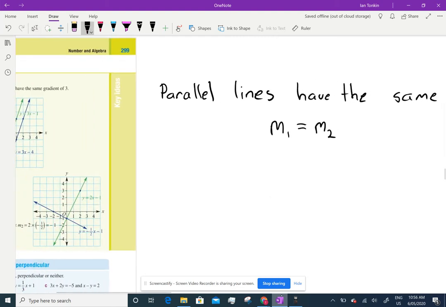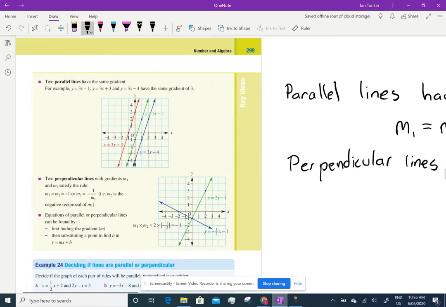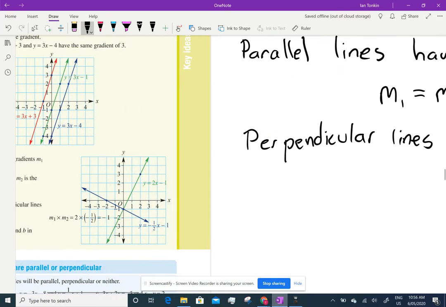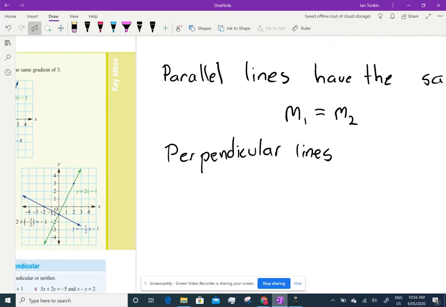Now perpendicular lines, well, perpendicular lines have got to meet at 90 degrees. And we can show, but I'm not going to here, that when you multiply the gradients, they must equal -1. Now that's how you show two lines are perpendicular.